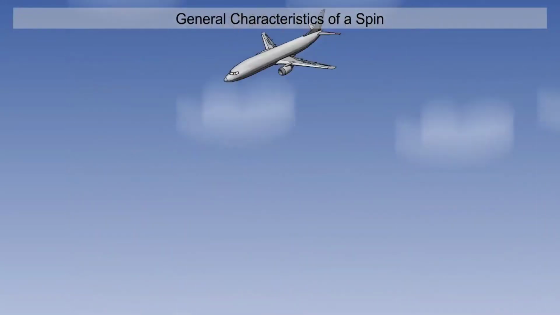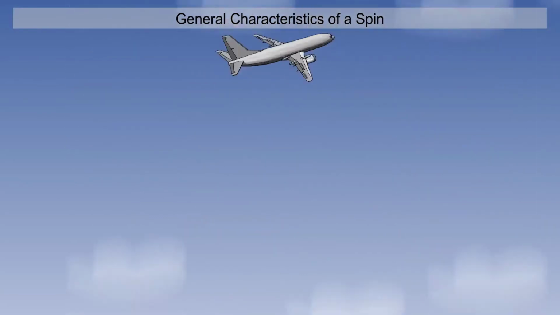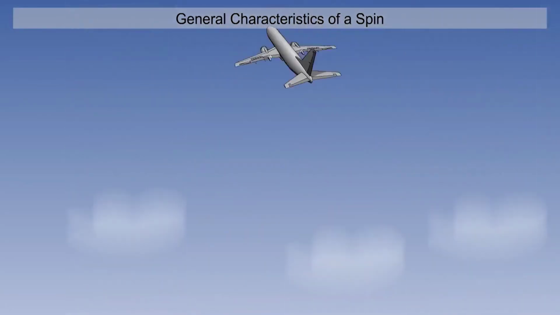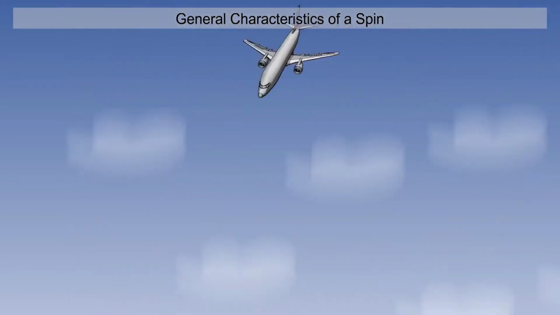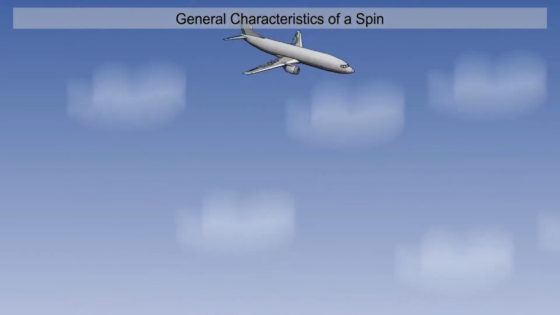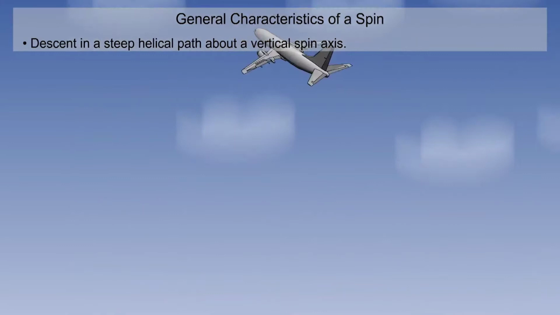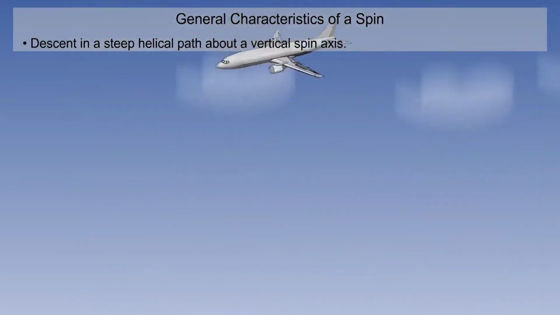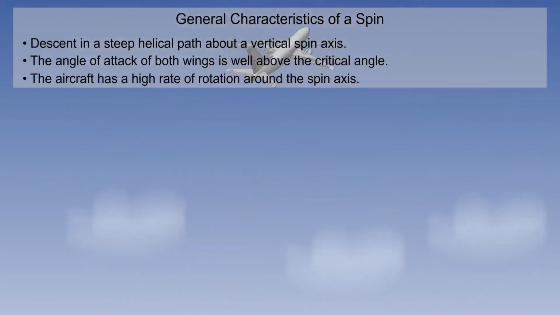When an aircraft is stalled, either inadvertently or deliberately, the motion of the aircraft may, in certain circumstances, develop into a spin. The important general characteristics of a spin are as follows. The aircraft is descending in a steep helical path about a vertical spin axis. The angle of attack of both wings is well above the critical angle. The aircraft has a high rate of rotation around the spin axis.